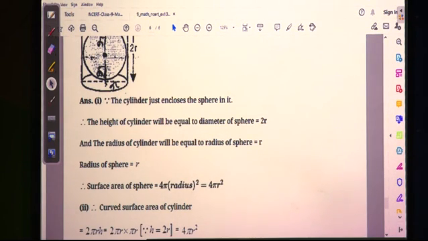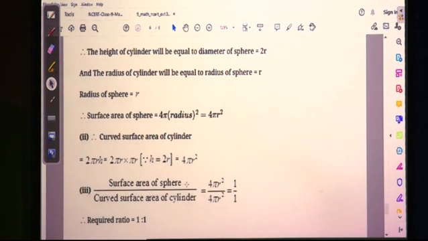As the cylinder just encloses the sphere in it, therefore, the height of cylinder will be equal to the diameter of sphere, it is 2r, and the radius of cylinder will be equal to the radius of the sphere, it is r. Radius of sphere is equal to r, this is given in the question itself. Therefore, surface area of sphere is equal to 4 pi into radius square, that is 4 pi r square. And curved surface area of cylinder.